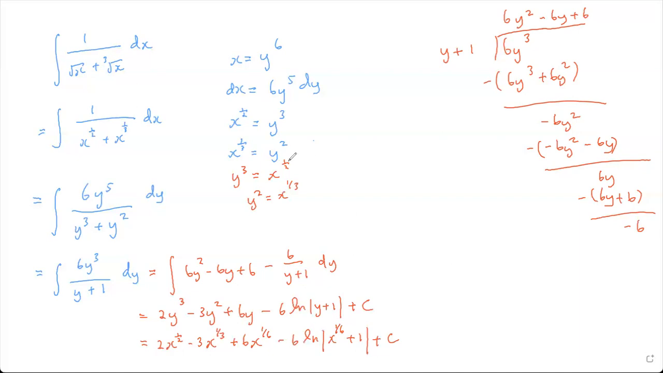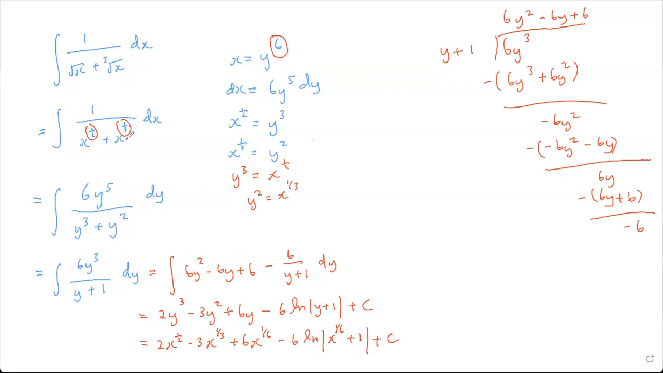Now, why did I use x equals y to the power of 6 as the substitution? And why did I bother to write it as a half and 1/3 over here? There's a reason. The reason is because I wanted to see the LCM of the denominators. So how I arrived at 6 is that the 6 is actually the LCM of 2 and 3.